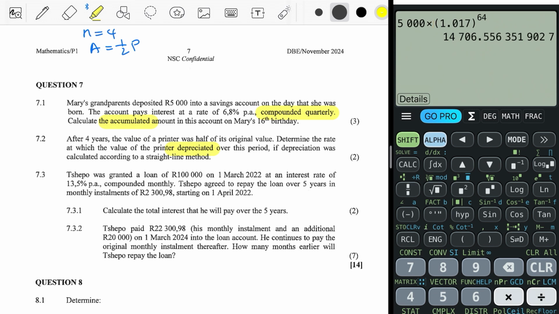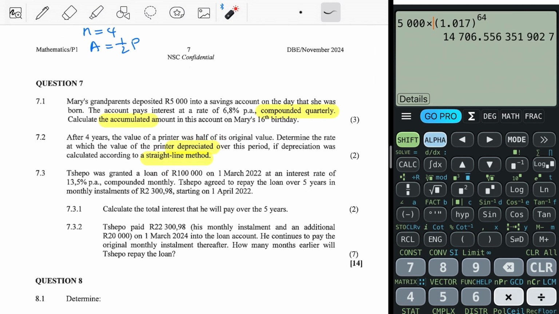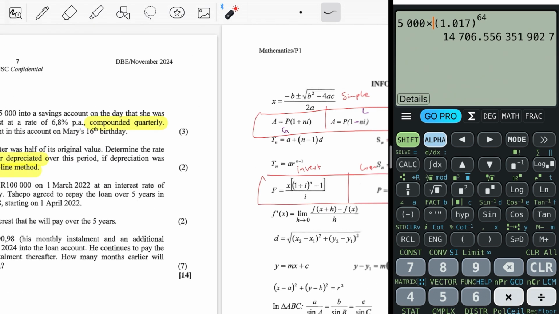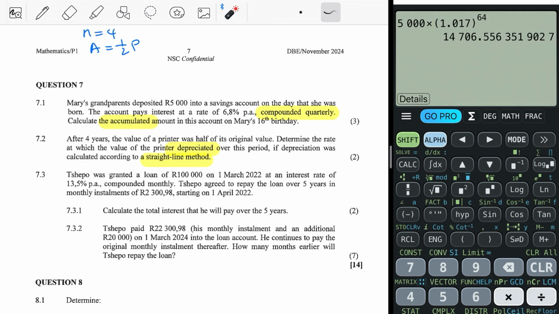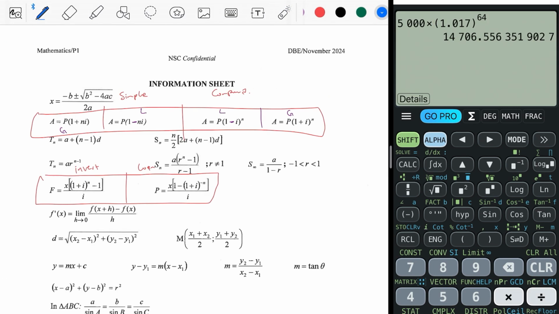So it's reducing over this period. If the depreciation was calculated according to the straight line, another one, straight line, right? So straight line depreciation. You see that they're not talking about compound. There's nothing compounded here. It's just simple depreciation. This is the formula it's using. You see, this is how you use it. This is very nice.